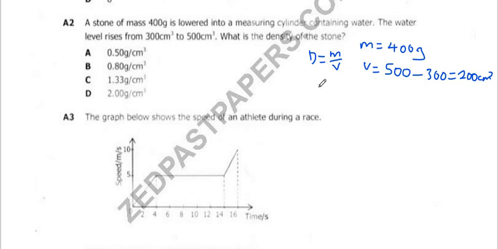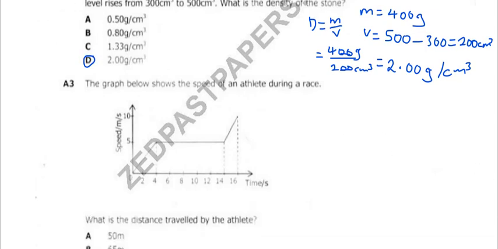So we have density equals mass 400 grams over 200 centimeters cubed. And this gives us, the zeros leave, 4 over 2 gives us 2. So 2.00 grams per centimeter cubed, which is D. We can move on to A3.